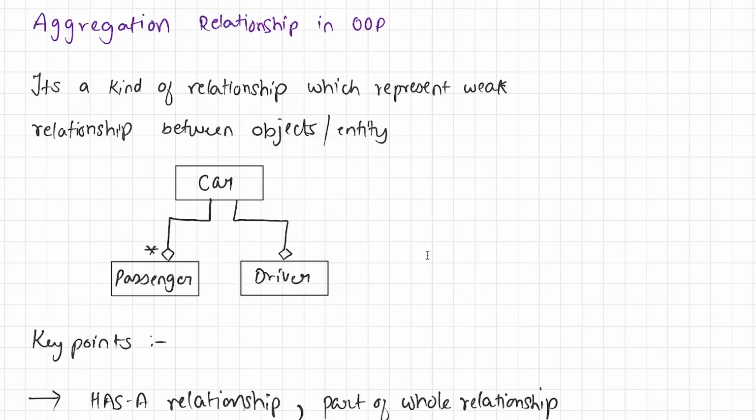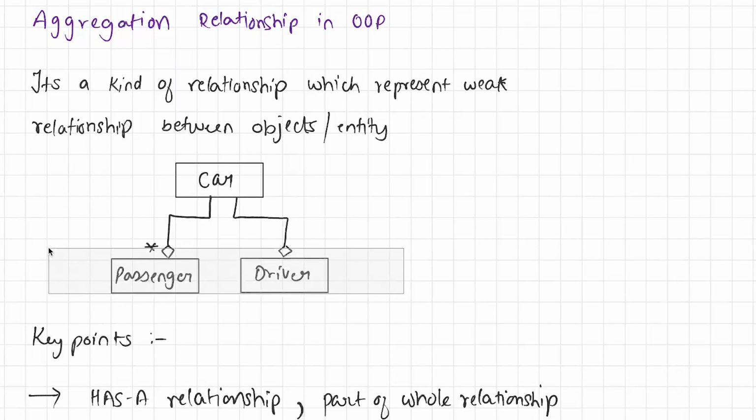So let's start this video with the very first question: what is aggregation relationship? Well, aggregation relationship is a kind of relationship which represents weak relationship between objects or real world entities in object-oriented programming. So I think it is better to understand this relationship using a real world analogy. So let's look at this diagram.